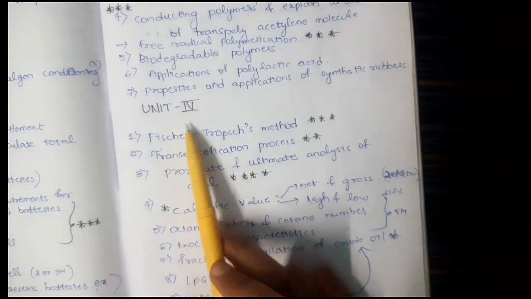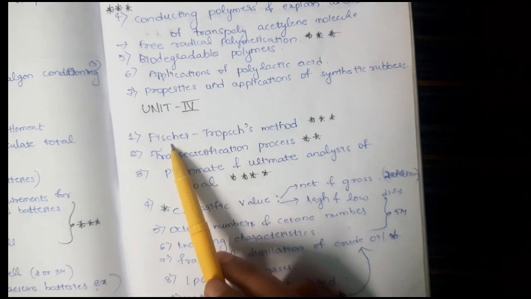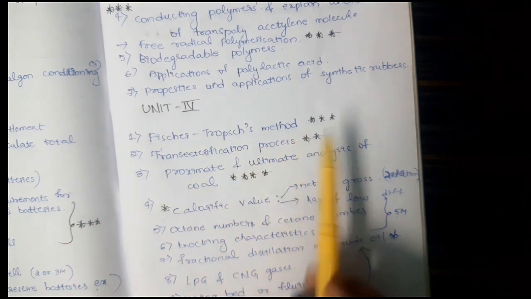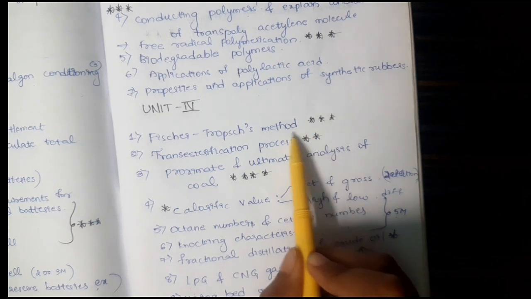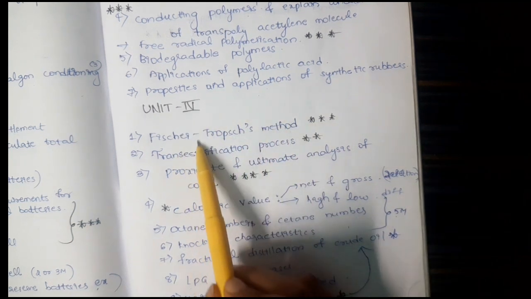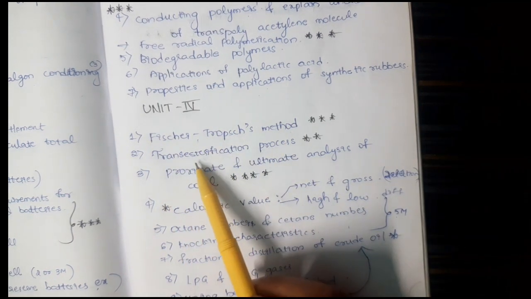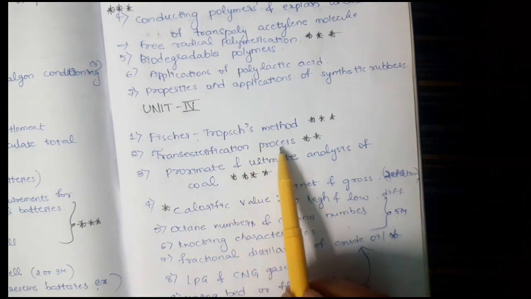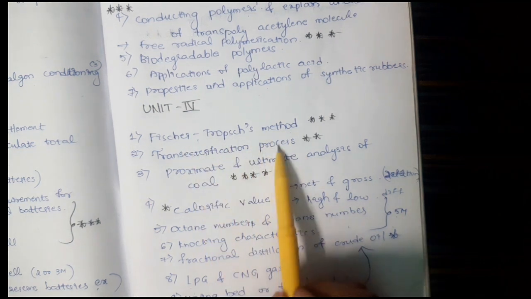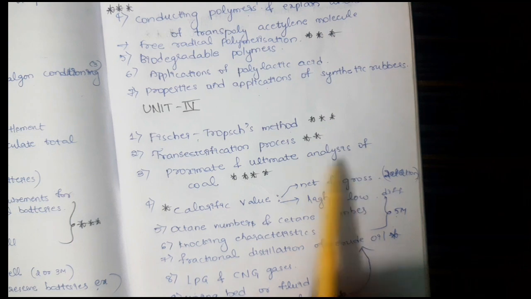Next, from Unit 4, Fischer-Tropsch method. This is very important. You should prepare from Unit 4. First, you go to this topic. Next, transesterification process. They frequently ask this also. Next, proximate and ultimate analysis of coal.